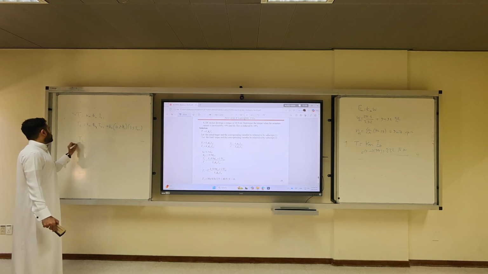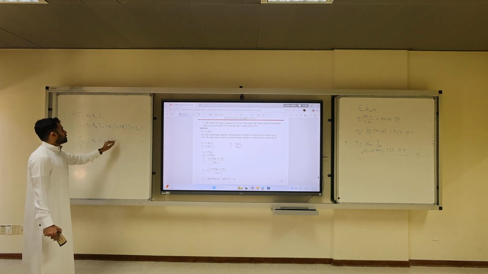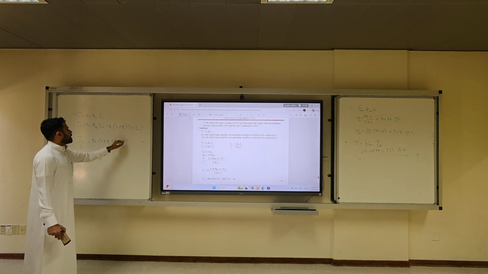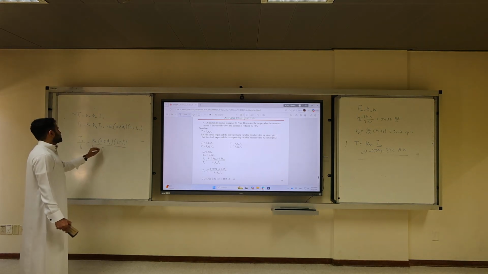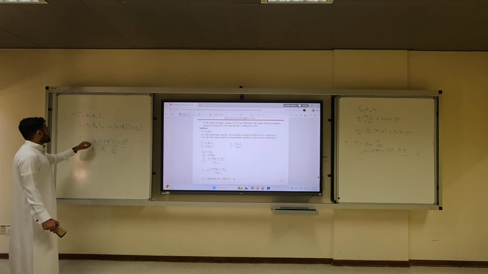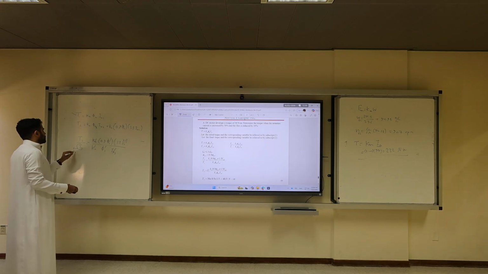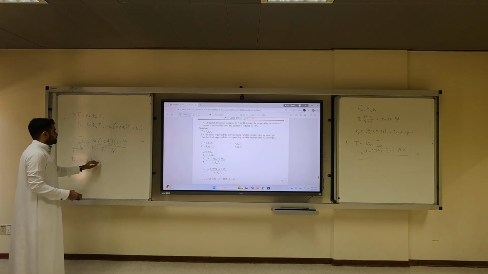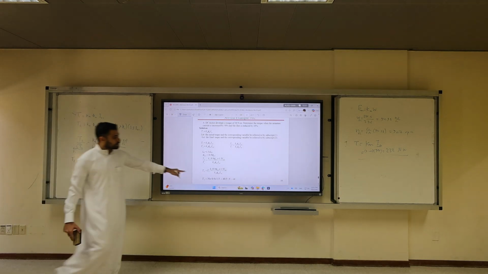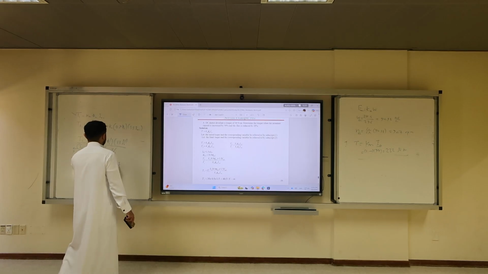I can divide this, get rid of the similar ones, and find the answer. So you'll have T2 over T1 equal Ka times 0.9 flux 1 and 1.5 Ia1 over Ka times flux 1 times Ia1. Cancel, cancel. This is 30. So T2 is what? 30 times 1.5 times 0.9, which is 40.5 Newton meter. Clear?